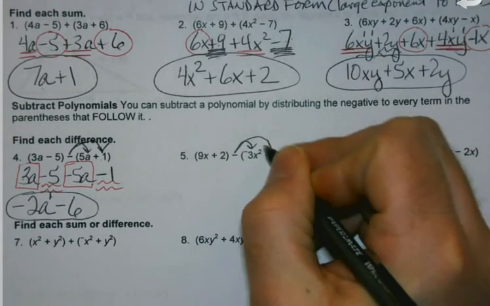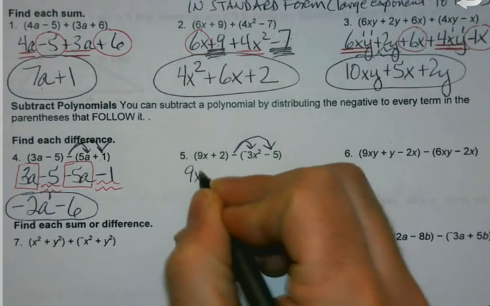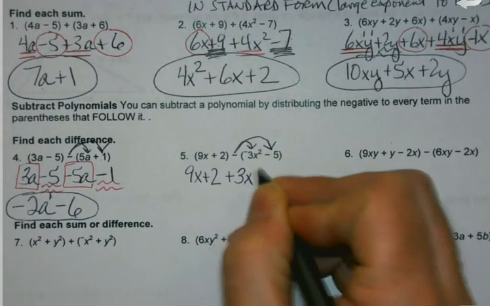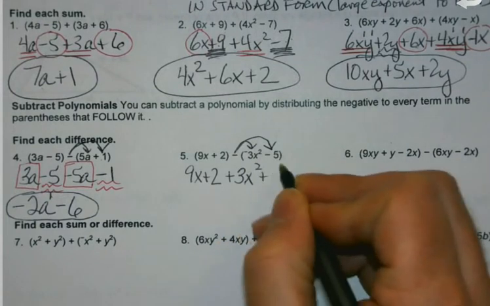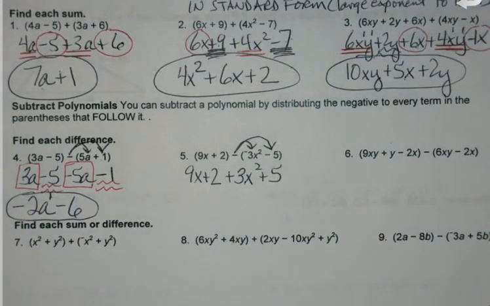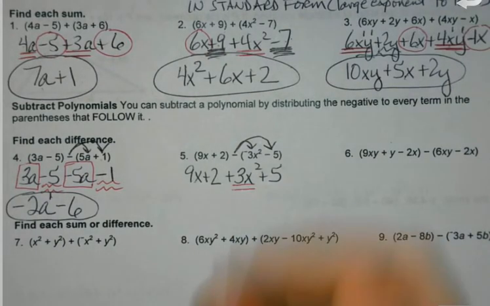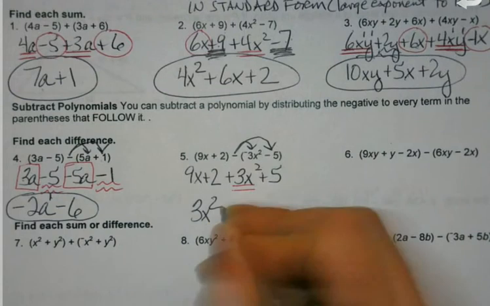Whenever I see the minus in the middle, that's going to switch the signs on each of my terms in the set of parentheses following it. So once I get my signs situated, which one of my terms, 3x squared has a degree of 2. So that's going to go first.